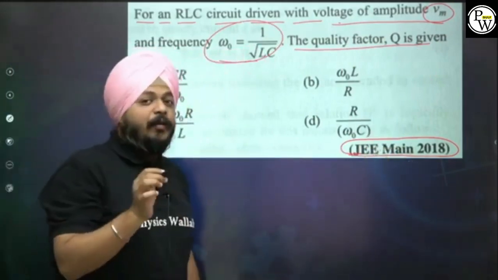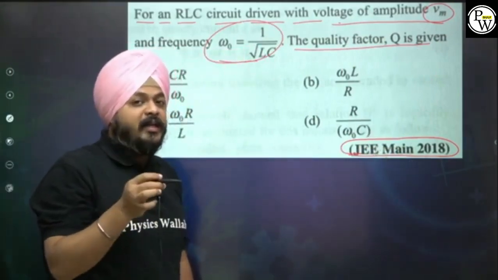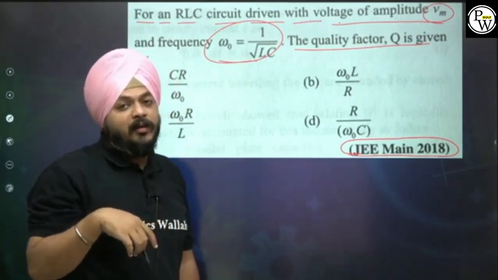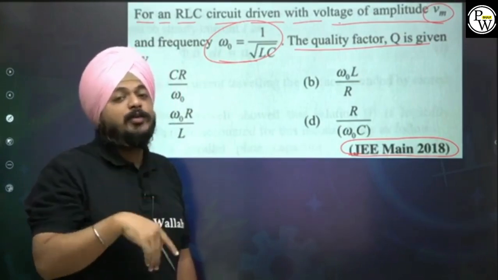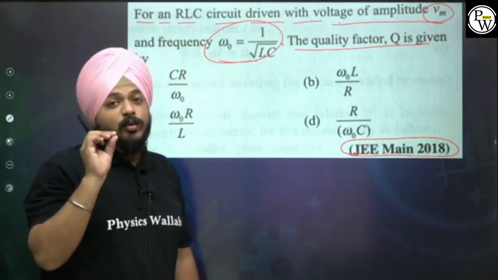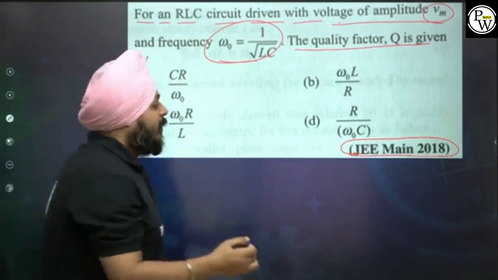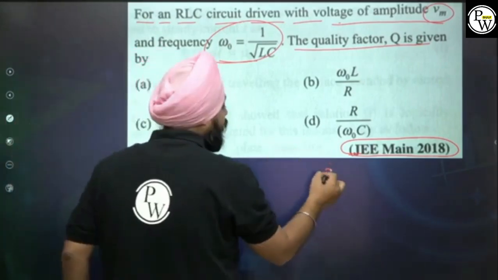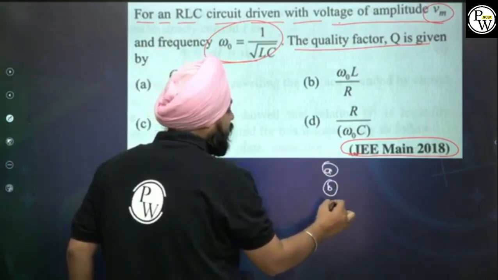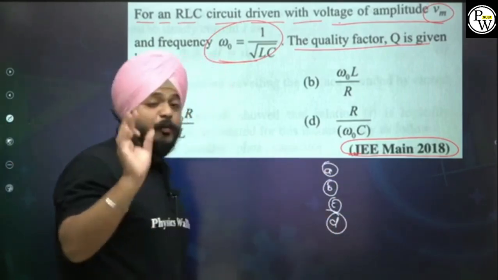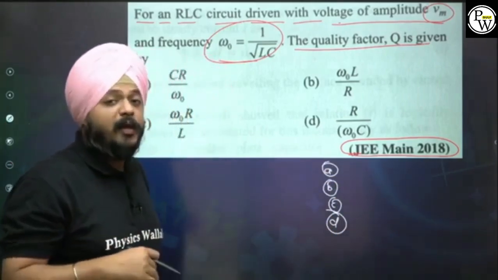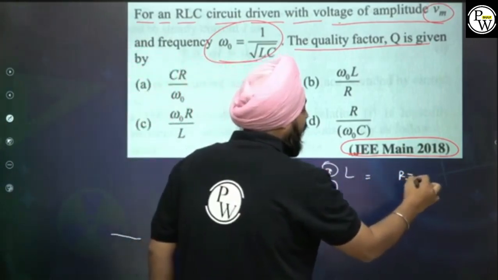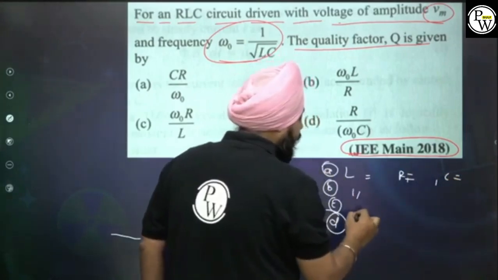After 2018, again in 2021 a question came on the quality factor. In 2021, they gave you all 4 options, the different values of L, R, and C.